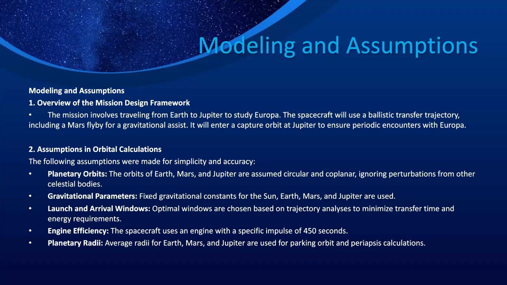There were gravitational parameters as well, needing to correct for the sun, Earth, and Mars, with Jupiter alone being the gravitational constants in those windows. Being able to launch and arrive within our optimal windows with our trajectory, and using our engine efficiency, high engine for our 450-second impulse as well. We can keep going along.